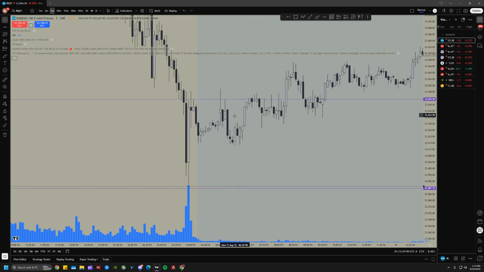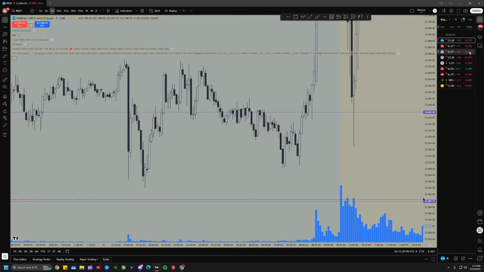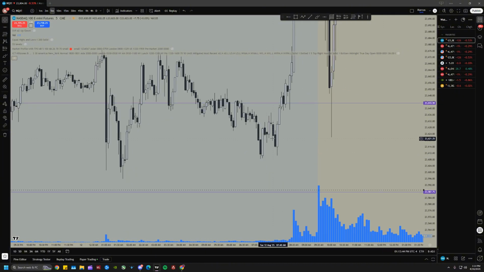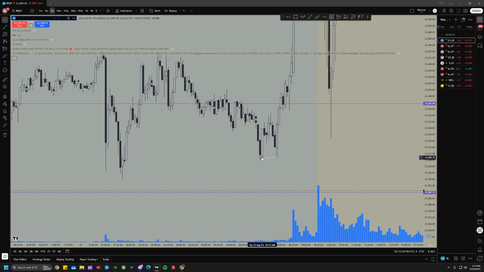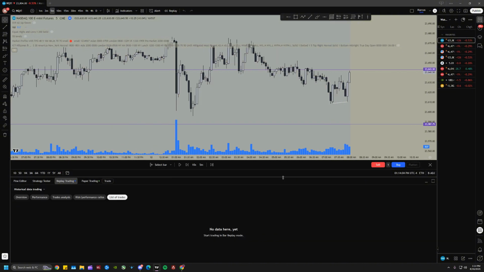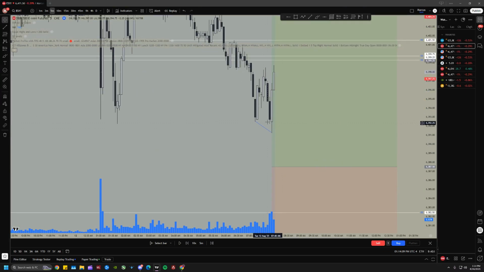But now I figured out that there's a way to utilize the model during New York. So this is one of the ones that I saw. At 7:15 a.m. we had an SMT here. We had an SMT here, right? So NQ didn't take this low. If we go on ES, you can see that it did take the low, right?